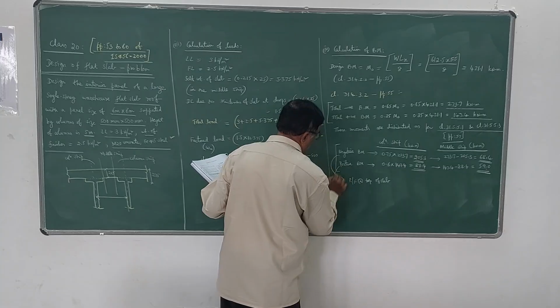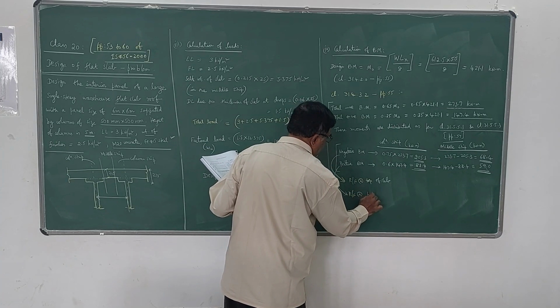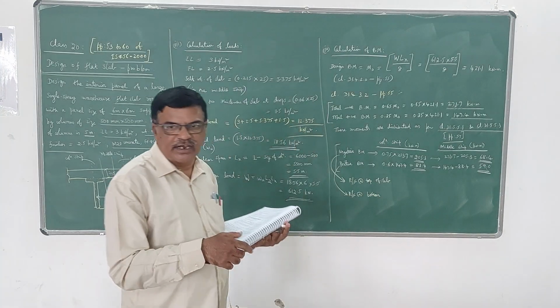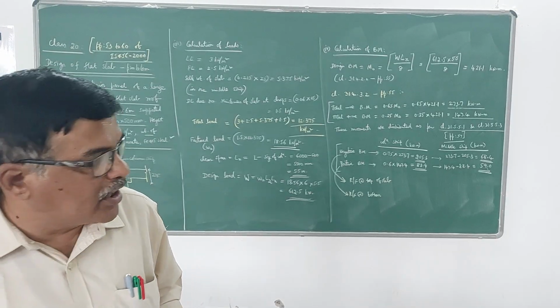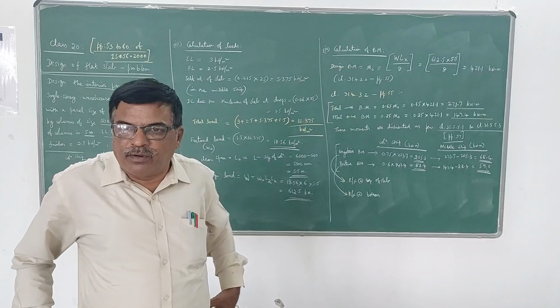Whereas for positive bending moment, reinforcement is at the bottom. Sagging and hogging: the sagging bending moment is taken as positive, and reinforcement is provided at the bottom. For the hogging bending moment, the negative bending moment, reinforcement is provided at the top of the slab.